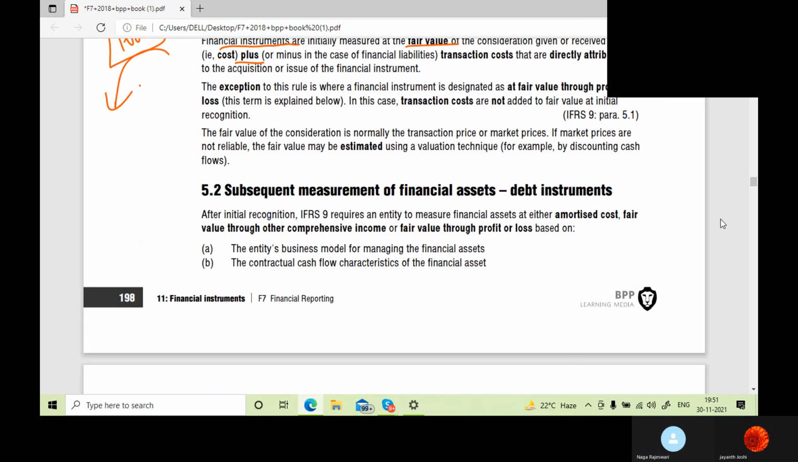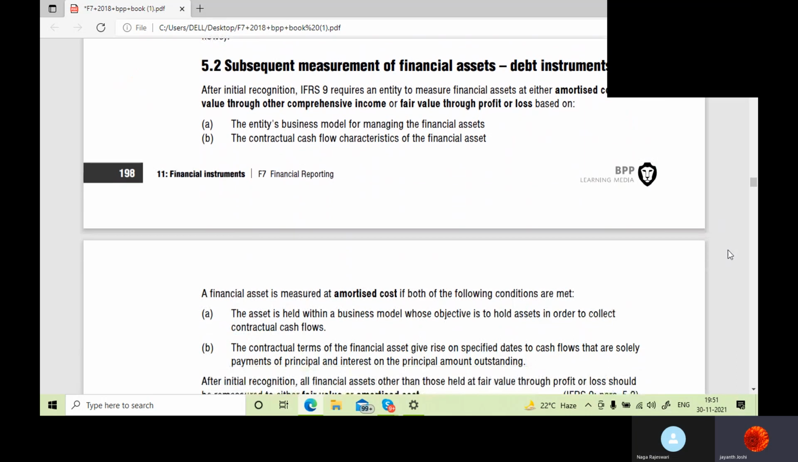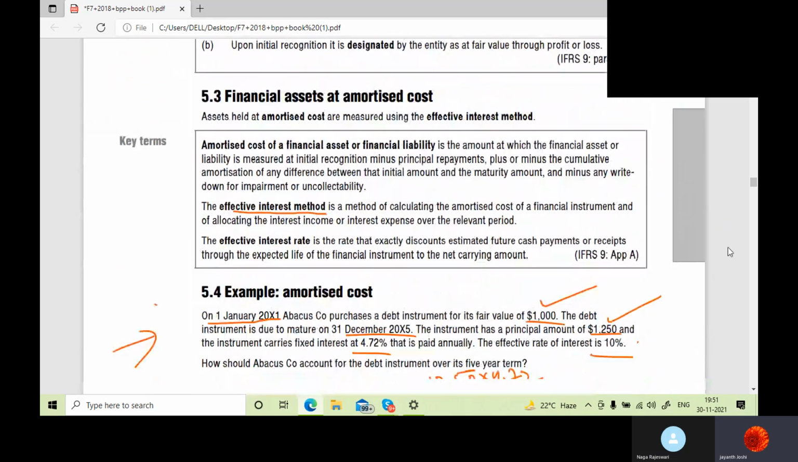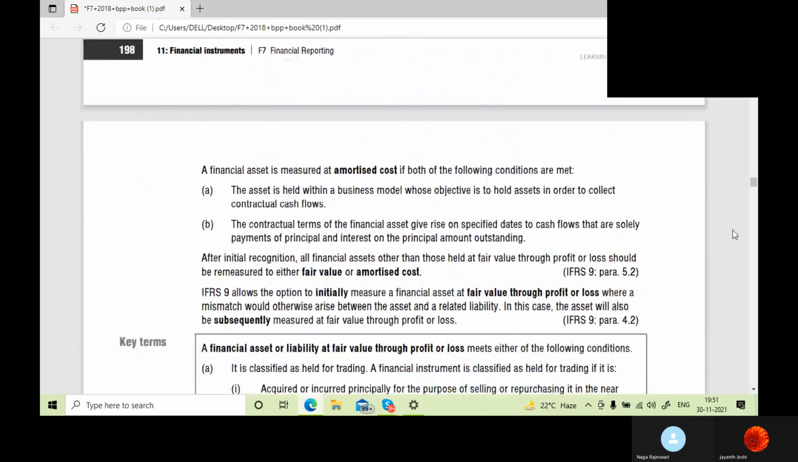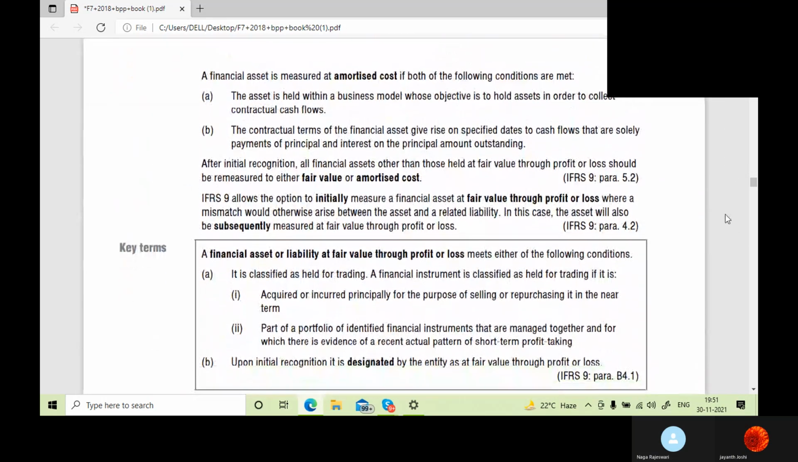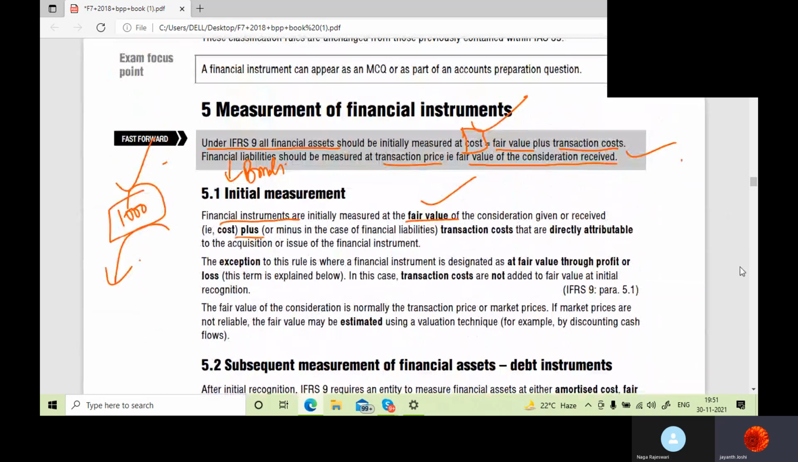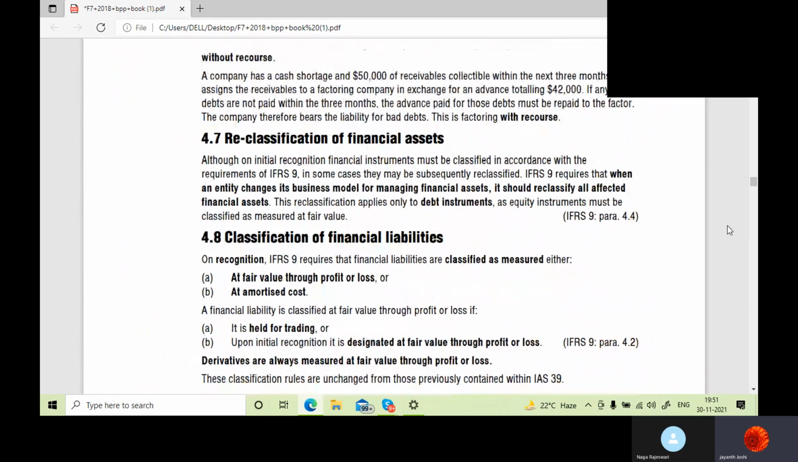So we have done this. We have also discussed about this. So initial recognition of the financial asset: fair value plus transaction cost. That means market value plus transaction cost. And liability, fair value, nothing but consideration received. Just fair value.